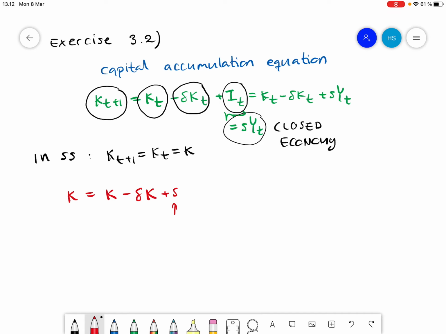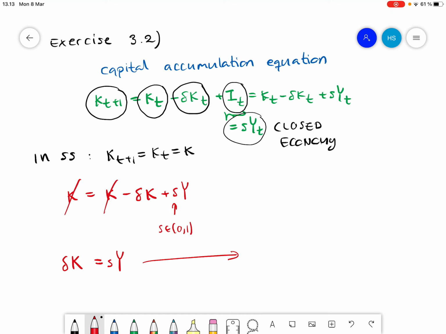which is between 0 and 1, times the output. So in steady state, we have that delta K must be equal to the savings rate times the output. Of course, K drops out with K. K enters positively on both the left and right hand side. So this here is the steady state condition.